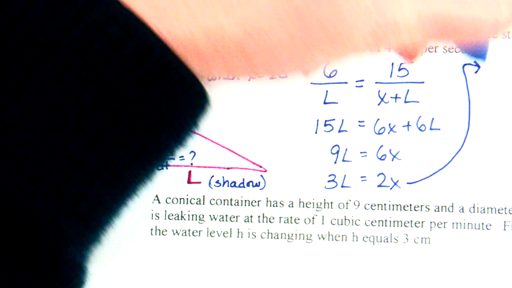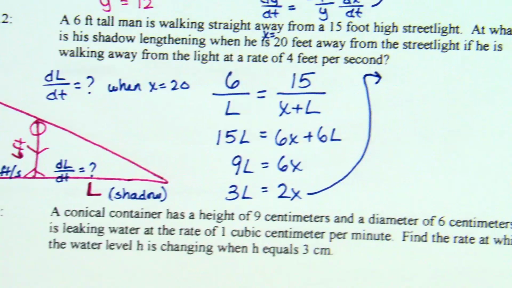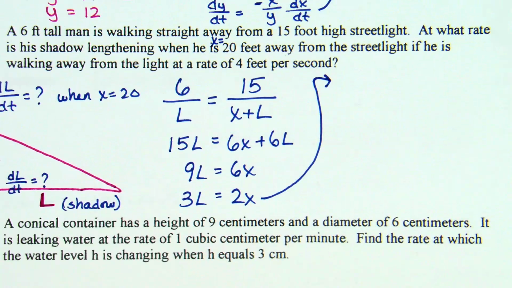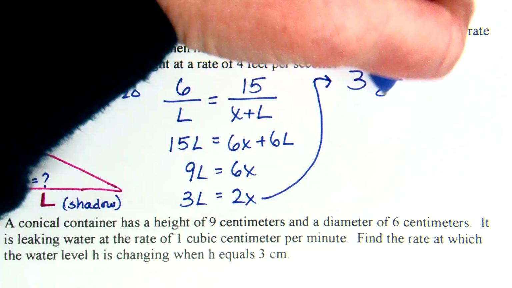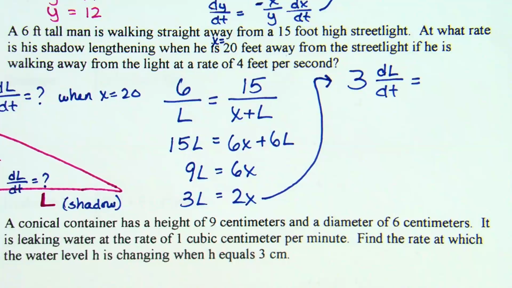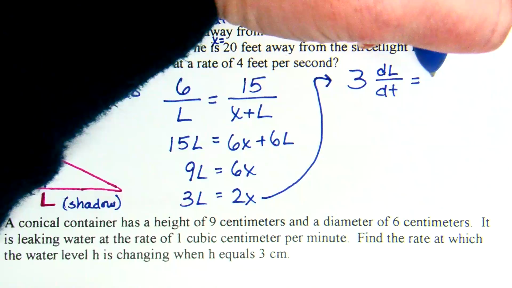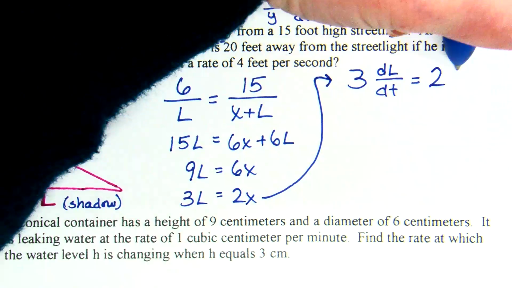Okay, differentiate. And I should have used the word earlier, this is our implicit differentiation, where we're taking the derivative with respect to t. So what's the derivative of 3L? 3 dL/dt. Derivative of 2x? 2 dx/dt.